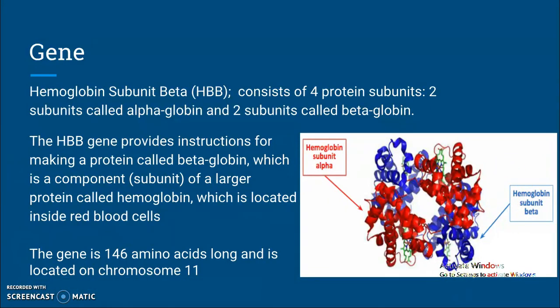The HBB gene instructs for protein synthesis called beta globin, which is a smaller component and subunit of a larger protein called hemoglobin, which is located in the red blood cells. The gene is about 146 amino acids long, and it's located on chromosome 11.